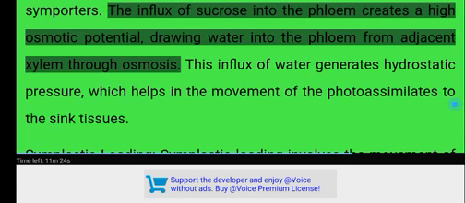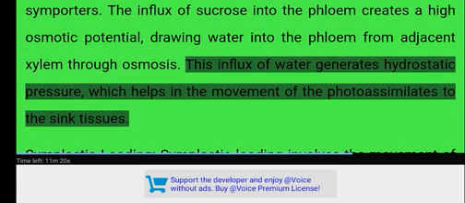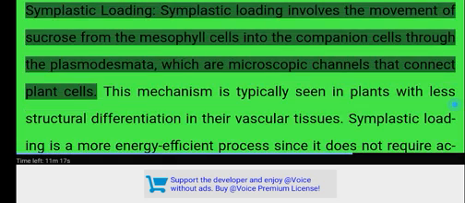The influx of sucrose into the phloem creates a high osmotic potential, drawing water into the phloem from adjacent xylem through osmosis. This influx of water generates hydrostatic pressure, which helps in the movement of the photosynthates to the sink tissues. Symplastic loading. Symplastic loading involves the movement of sucrose from the mesophyll cells into the companion cells through the plasmodesmata, which are microscopic channels that connect plant cells.